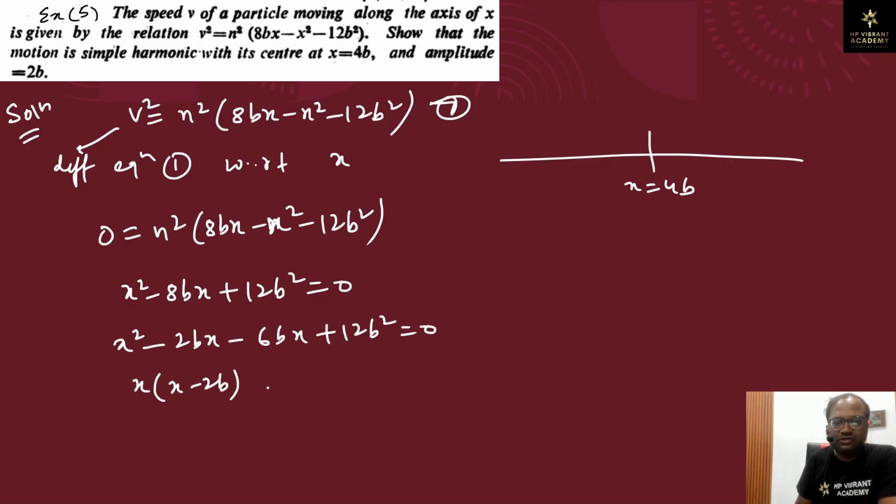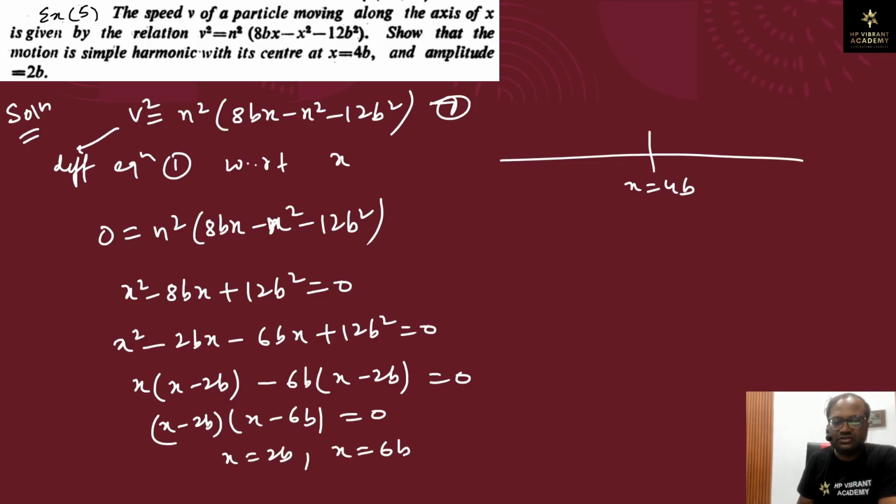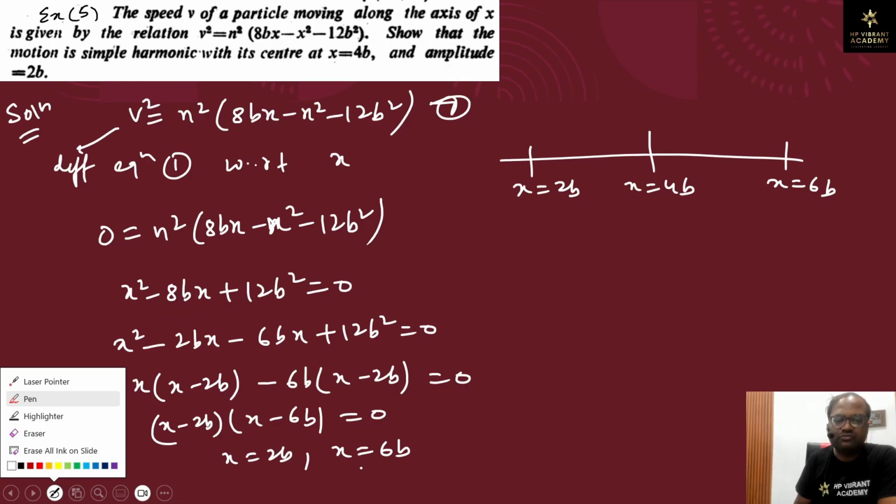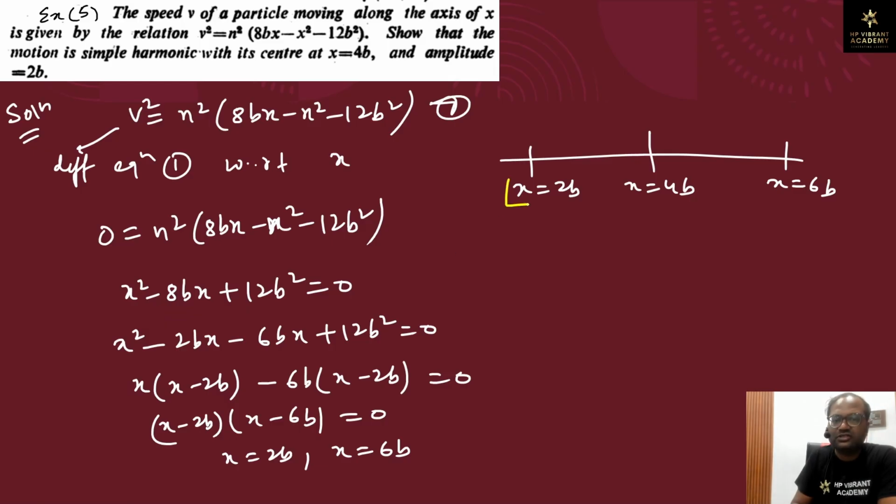x into x minus 2b, minus 6b into x minus 2b. This is equal to 0. So we have x minus 2b or x minus 6b is equal to 0. So we have x is equal to 2b and x is equal to 6b. So at x is equal to 2b, velocity is equal to 0. And at x is equal to 6b, velocity is equal to 0. So this means these points x is equal to 2b and x is equal to 6b are the points of 0 velocity. So at these 2 points we have velocity is equal to 0.